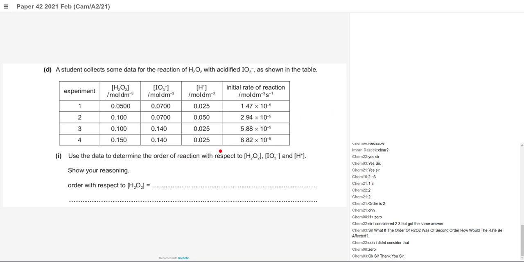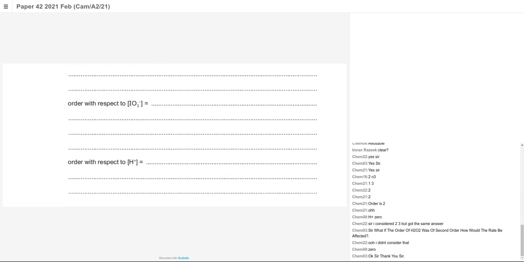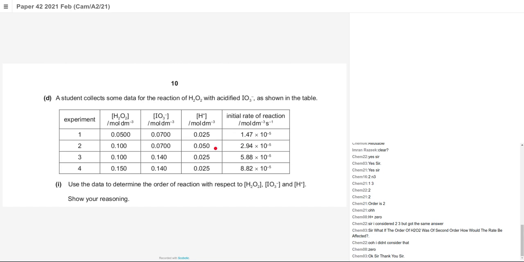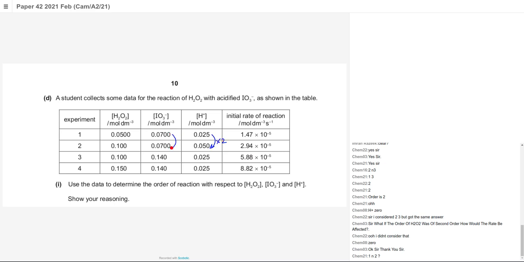Okay. Then comes the H plus. We can take which two equations? 1 and 2? Yes, 1 and 2 is easier. You're doubling the concentration of H plus, IO3 minus is constant, and you're doubling H2O2. The rate is simply doubled. Doubling of the rate is equal to the doubling of the concentration of H2O2. Therefore, H plus is 0th order.